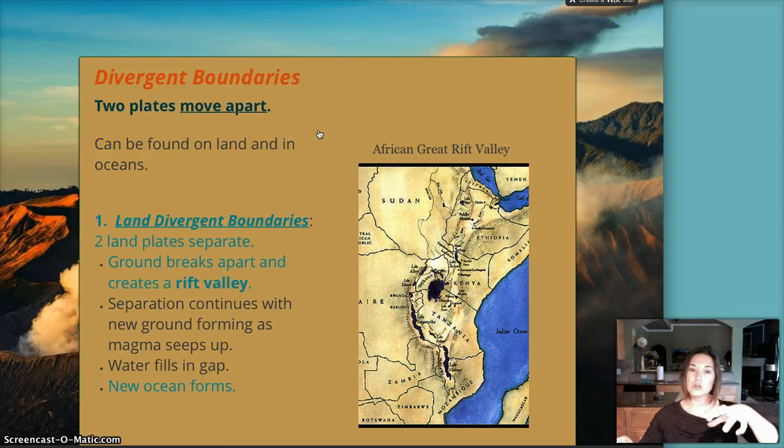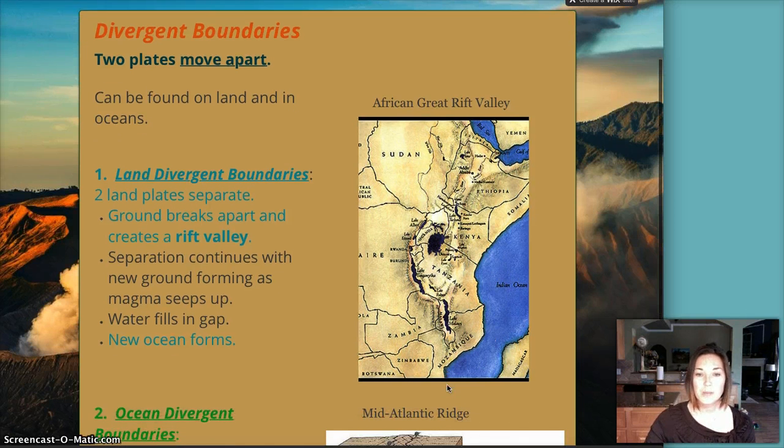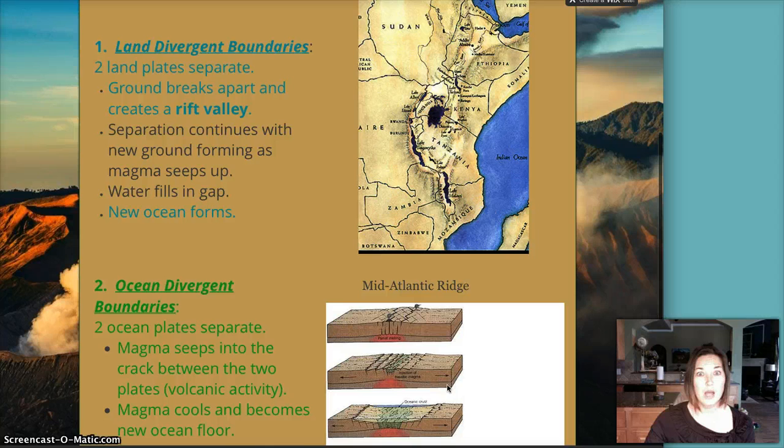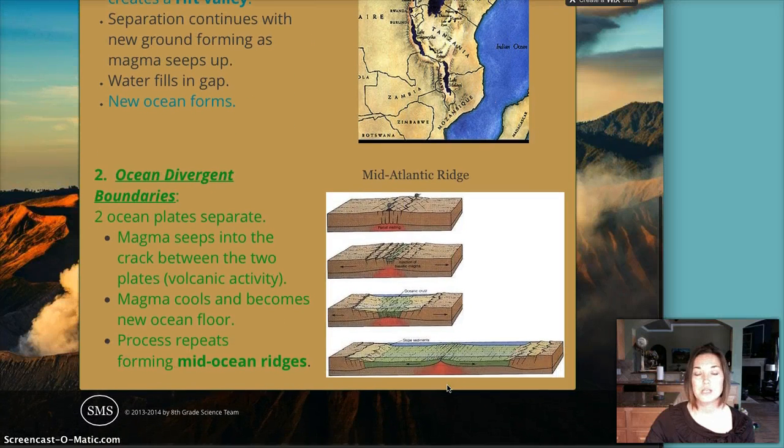So one continent started moving away from another continent, creating, like here in Africa, what's known as a Great Rift Valley. And so when two plates on land start to move away from one another, a very deep depression or valley is formed. Now, if the separation continues, water will fill into the lower elevations, forming a new ocean. So Pangaea broke apart, and now we have oceans separating our continents.